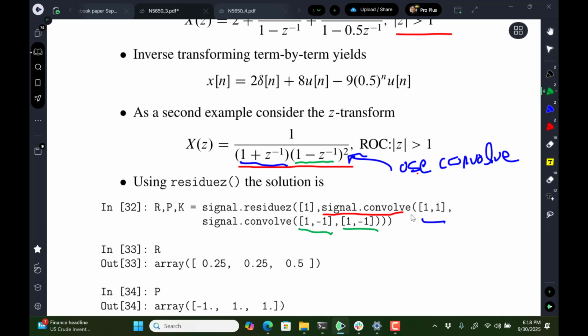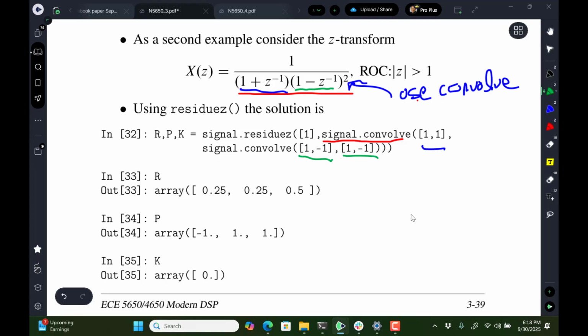So I wrap convolve onto itself. The squaring is the inner convolve, and then the outer convolve is the 1 and 1. And then I can go look at that if I want to. I didn't do that here, but I could. I think I've got that in the sample notebook. At any rate, plug all of that stuff in, and there are my residues.